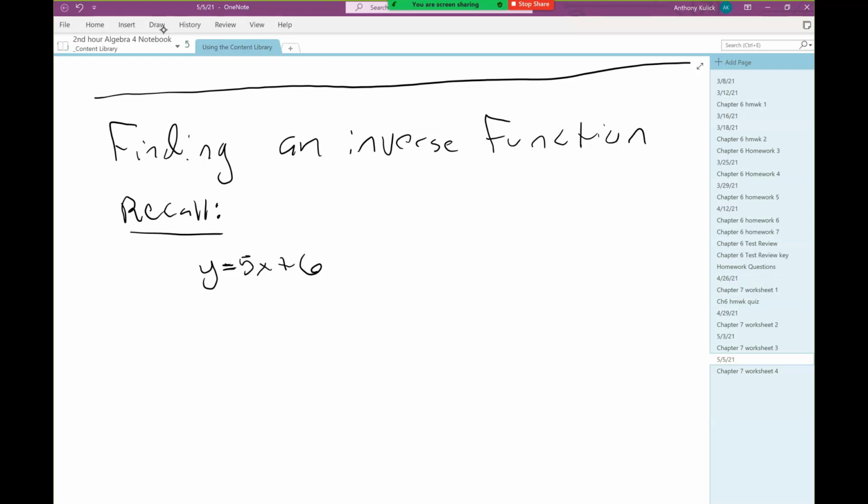So the idea when we're finding an inverse function is we want to get the x by itself, and then we switch the names of our variables. So the x becomes y, and y becomes x. So if I'm trying to get the x by itself, what would be the first thing I'd want to do in this example? Subtract 6 from both sides. Good. And remember that you can't subtract a number from a variable, so we'll just write that minus 6 right next to the y.